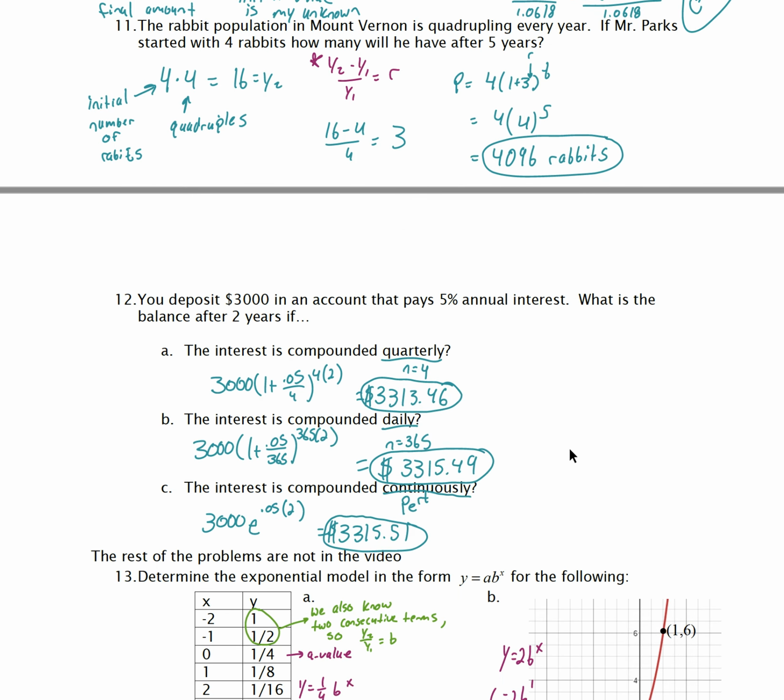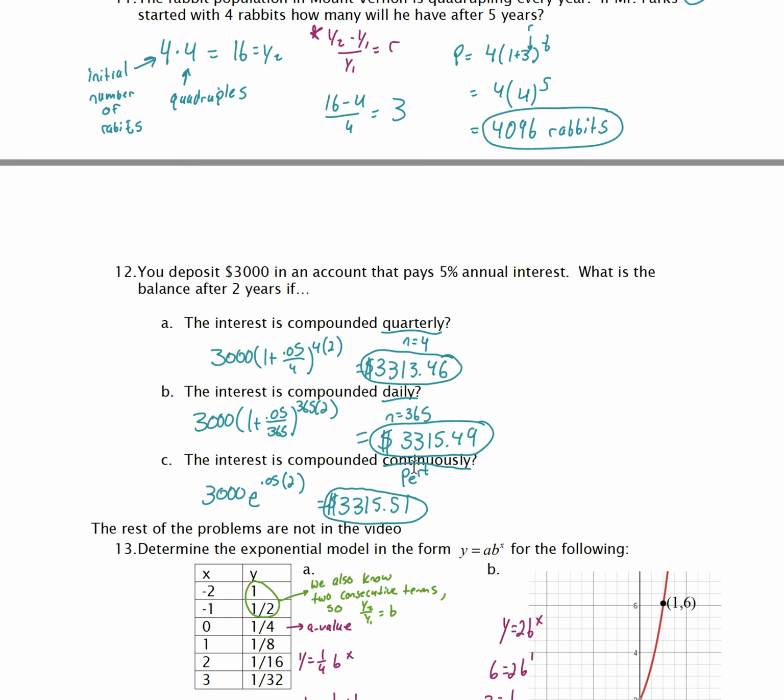And now we have some of our compound interest. So we have quarterly, daily, and continuously. Remember, continuously, you're going to have the E. And then daily is 365, and then quarterly is 4 times a year, so it's 4. We're always just taking that 3,000. 5% is 0.05, and then for 2 years.